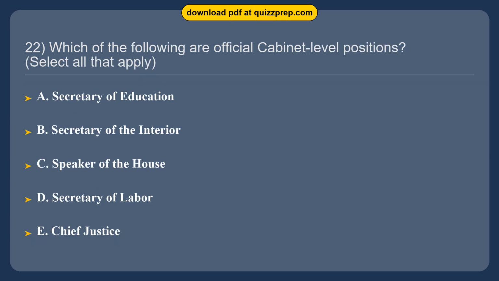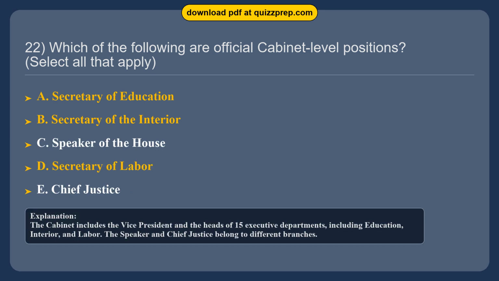Question 22. Which of the following are official cabinet level positions? Option A, Secretary of Education. Option B, Secretary of the Interior. Option C, Speaker of the House. Option D, Secretary of Labor. Option E, Chief Justice. The correct answers are options A and B and D. Secretary of Education, Secretary of the Interior, Secretary of Labor. The cabinet includes the vice president and the heads of 15 executive departments, including education, interior, and labor. The speaker and chief justice belong to different branches.